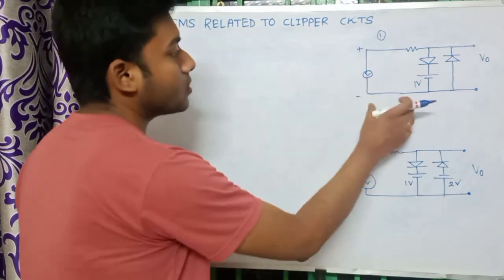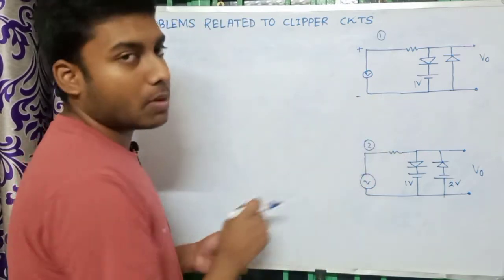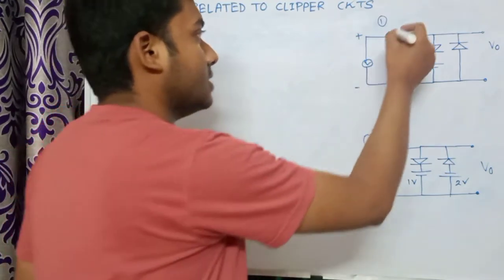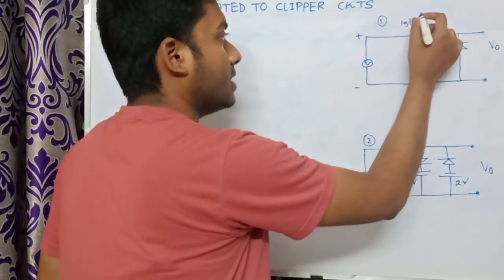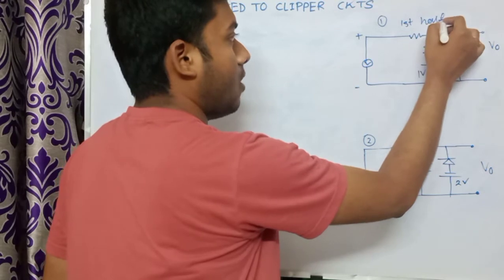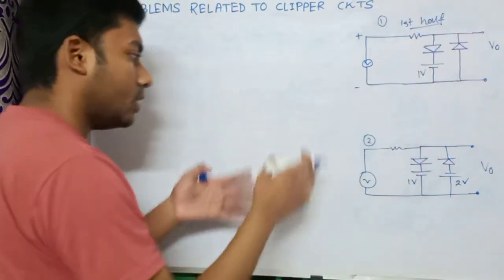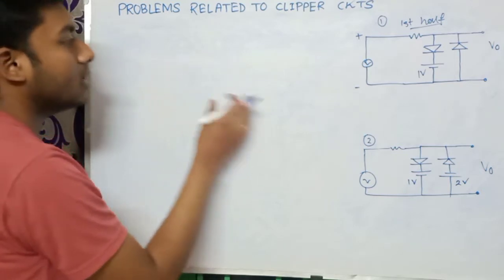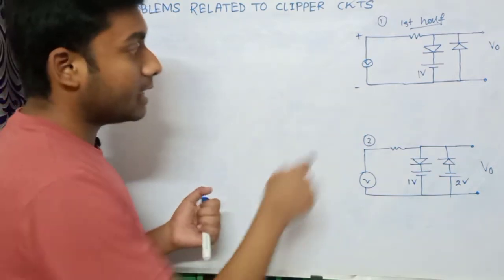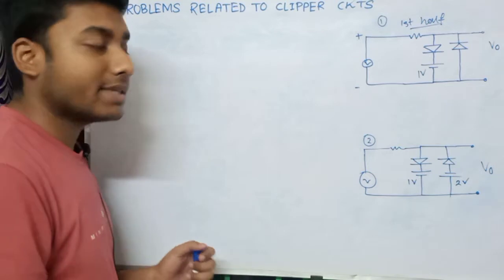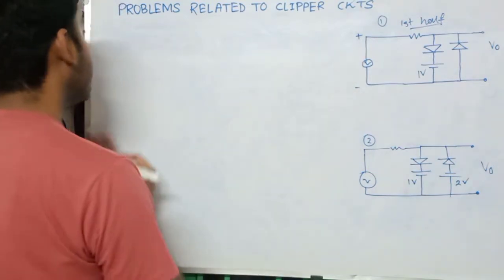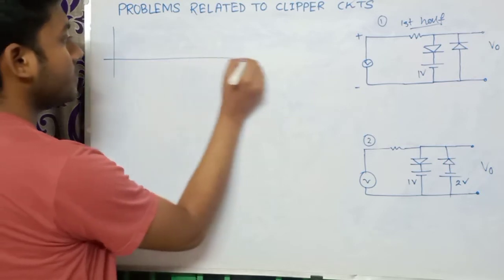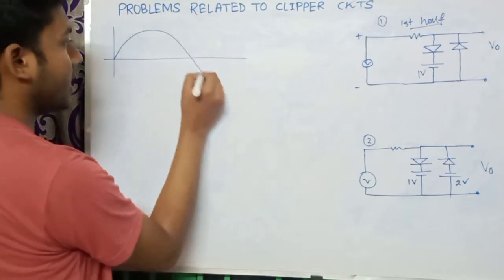Now, how to solve this problem? This is problem number 1. Now here you can see, what is our first step? Our first step is we have to make the first half cycle first. Now, what is the input signal? In both of the two problems, it is given that we have given this circuit a sinusoidal AC signal. So this is a sinusoidal signal, that means the input signal is like this.